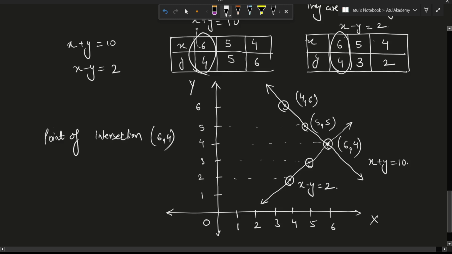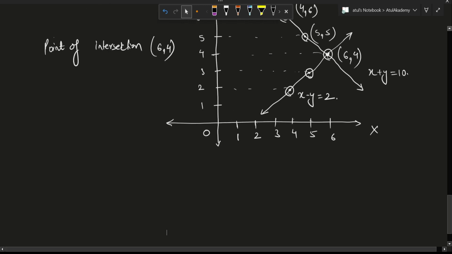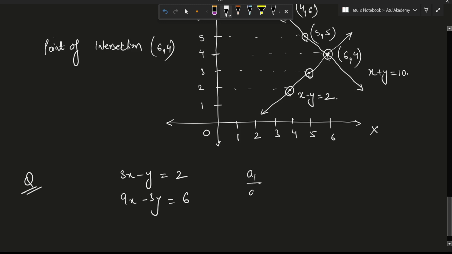Now let's take an example of lines which have infinitely many solutions. Let's take the pair of equations as 3x minus y equals 2 and 9x minus 3y equals 6. From here only, let's first check what a1 by a2 is. That's 3 by 9, which is 1 by 3.